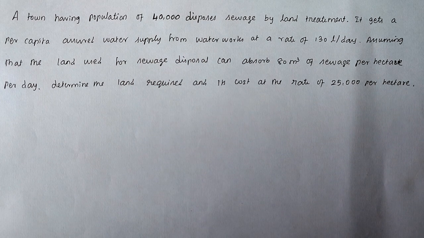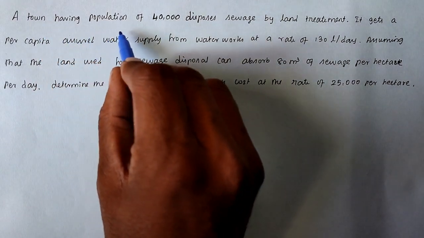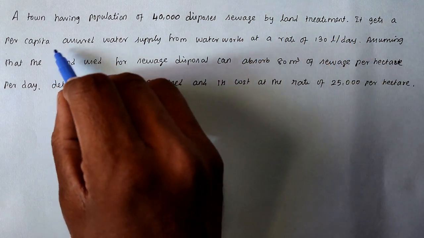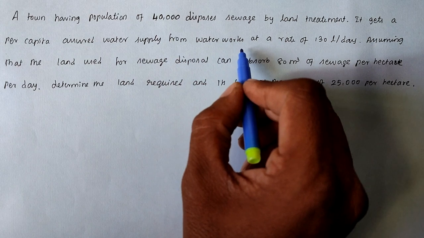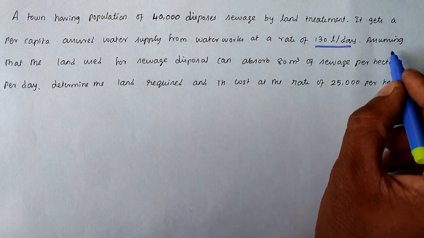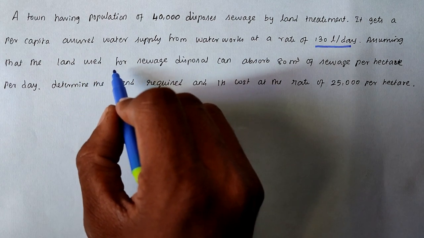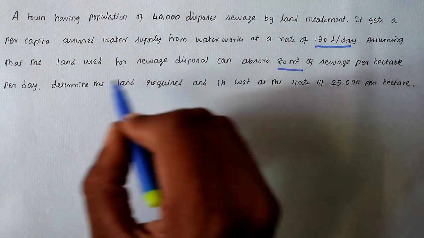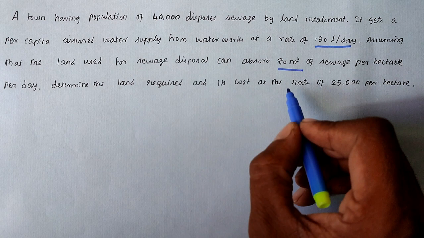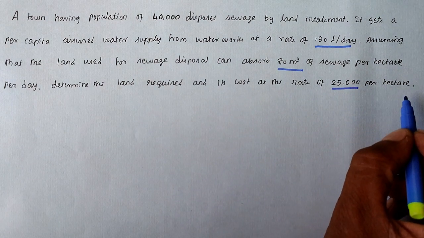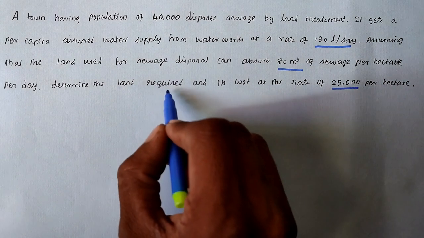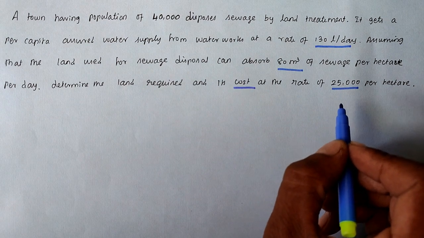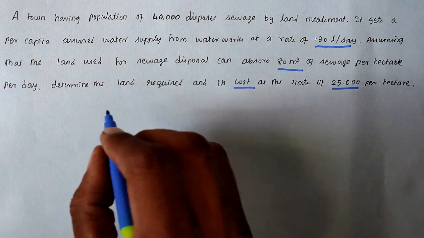Today we are going to see a problem related to wastewater engineering. The problem is: a town having a population of 40,000 disposes sewage by land treatment. It gets a per capita assured water supply from the water works at the rate of 130 liters per day. Assuming that the land used for sewage disposal can absorb 80 m3 of sewage per hectare per day, determine the land required and its cost at the rate of 25,000 per hectare. So we have to know the land area required and also how much cost it will take to dispose of the sewage. Okay, so now the solution.